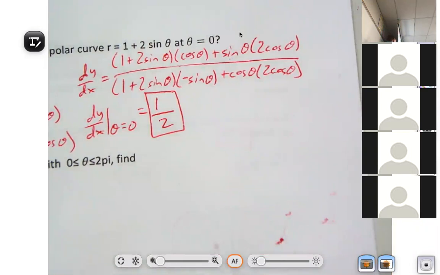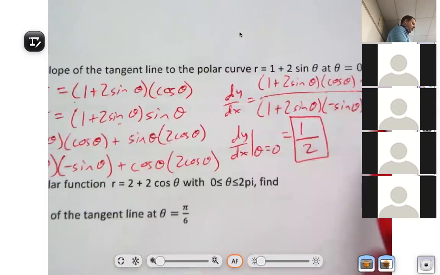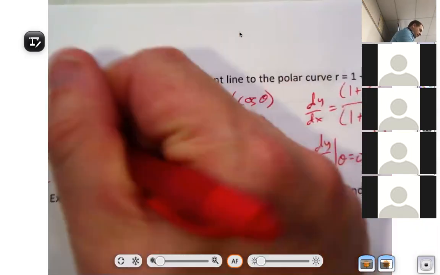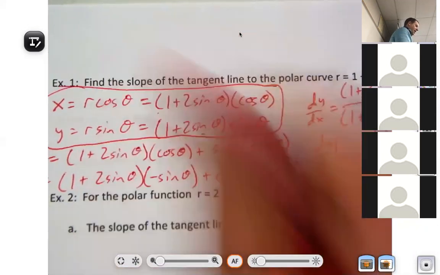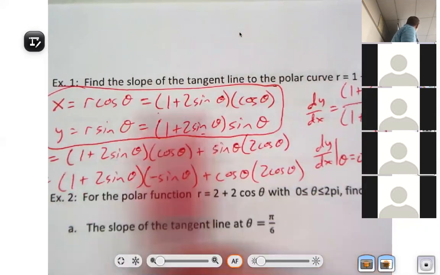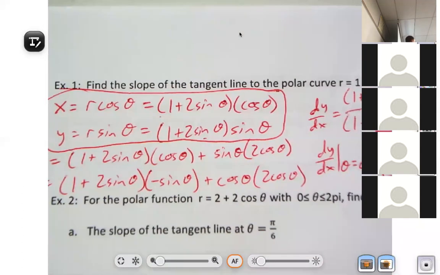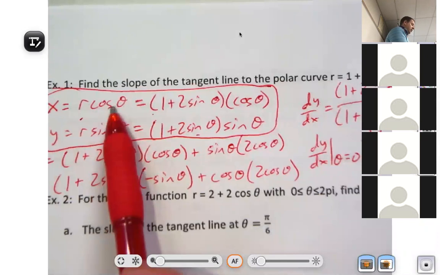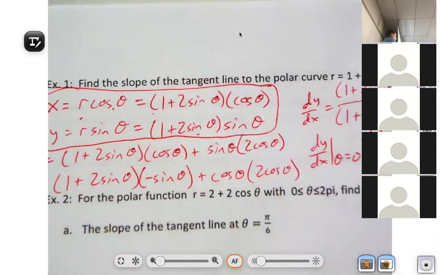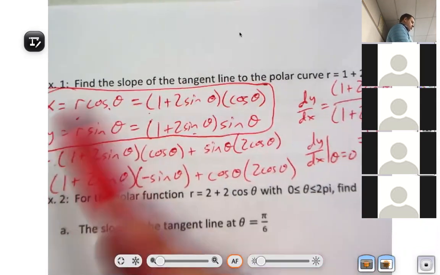Sometimes they'll say find the equation of the tangent line. Well, if they do that, then you have to find x and y. You're doing point slope form, so you would have to use your xy definitions here to find your x and y coordinates at 0, just as your xy values, and then do point slope form. So sometimes you use these definitions, the r cosine theta, r sine theta, to find what x and y actually are. Sometimes you use them to find the derivatives. They're probably the most used formulas with your polars.